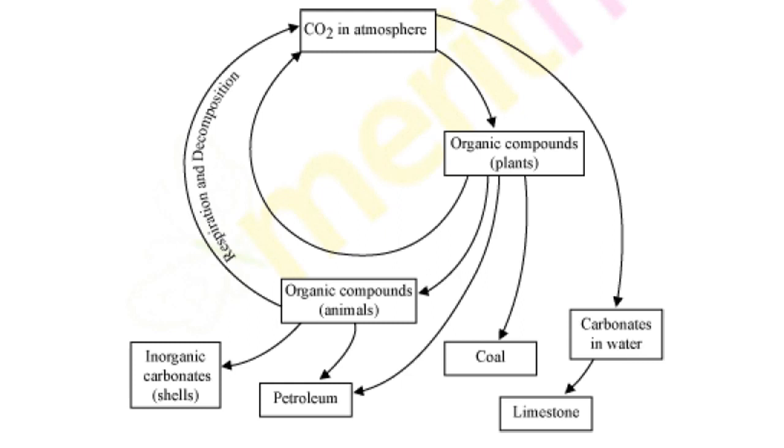Second point you can write is that when plants and animals die, they form coal and petroleum. You can see that plants form coal, and animals form petroleum. So when they die, they form fossil fuels, that is coal and petroleum. This is the second point.